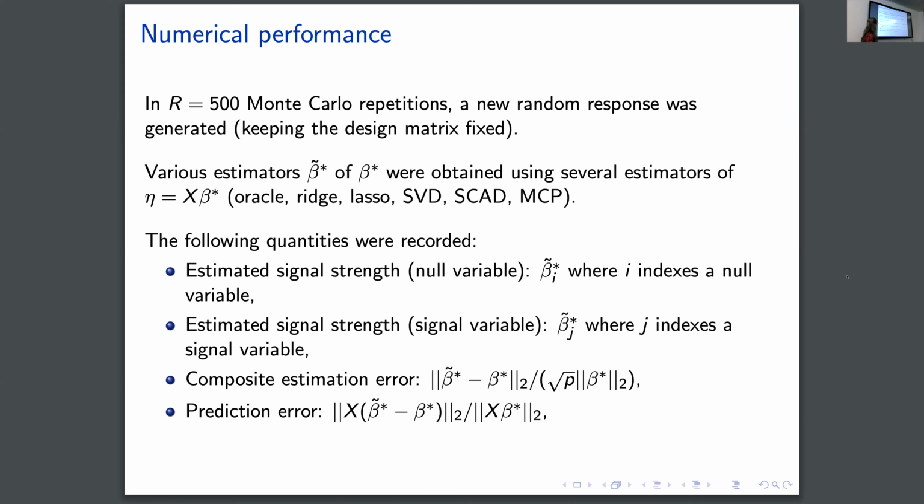We can also estimate eta using various penalized logistic regressions. That's ridge, the lasso, SCAD and MCP that we use. And then we also use the singular value decomposition of X to estimate eta. So that's 6 different estimators based on our approach. And then we record the estimated signal strength for a null variable and for a signal variable. We look at the composite estimation error in terms of the L2 norm, and we also look at the prediction error.